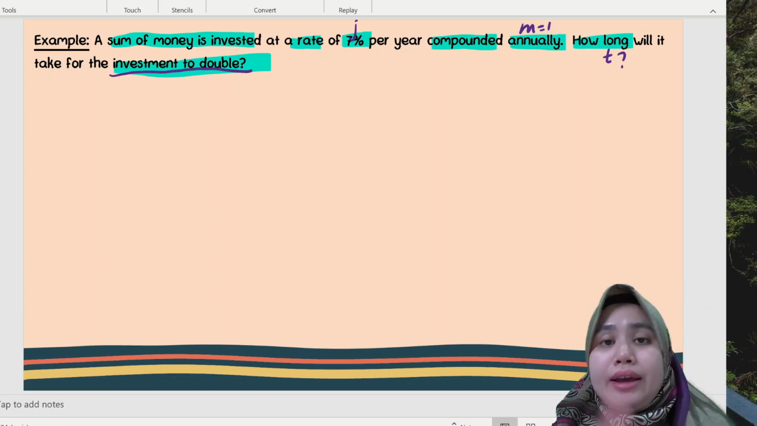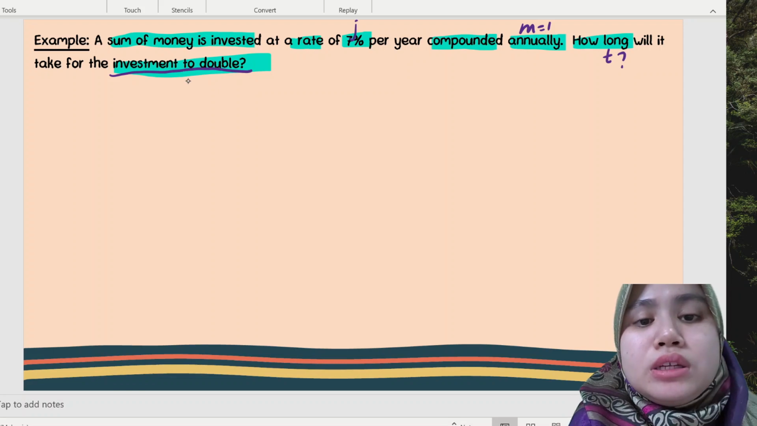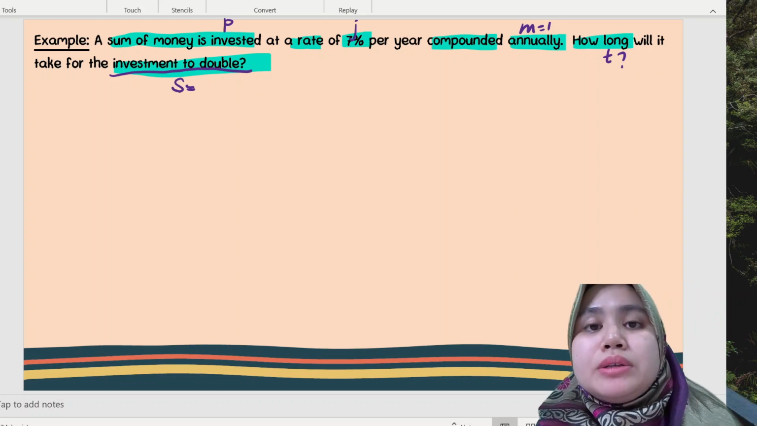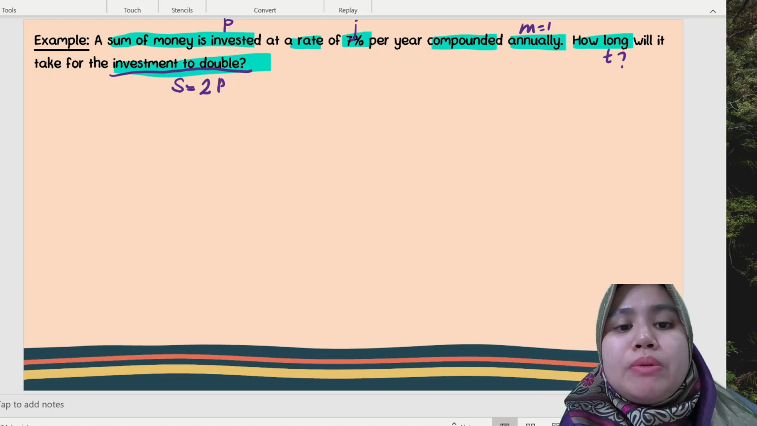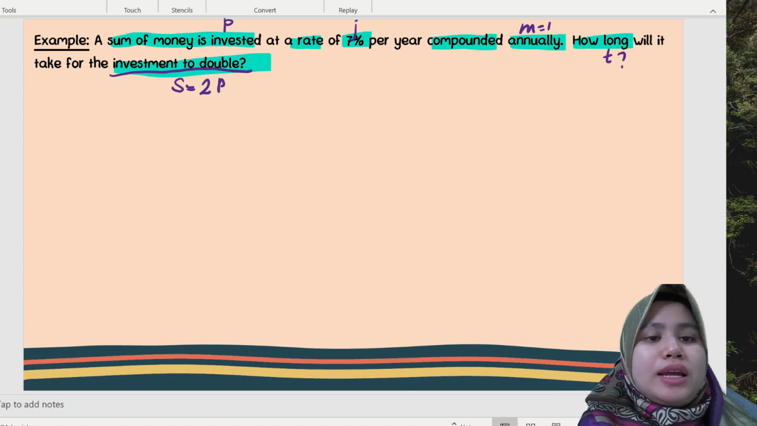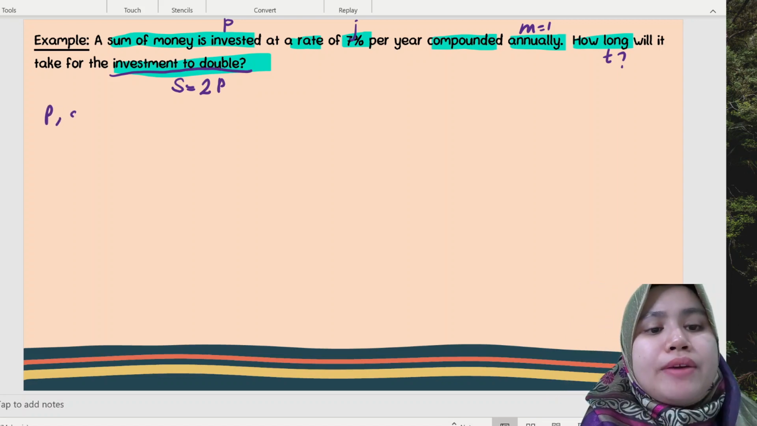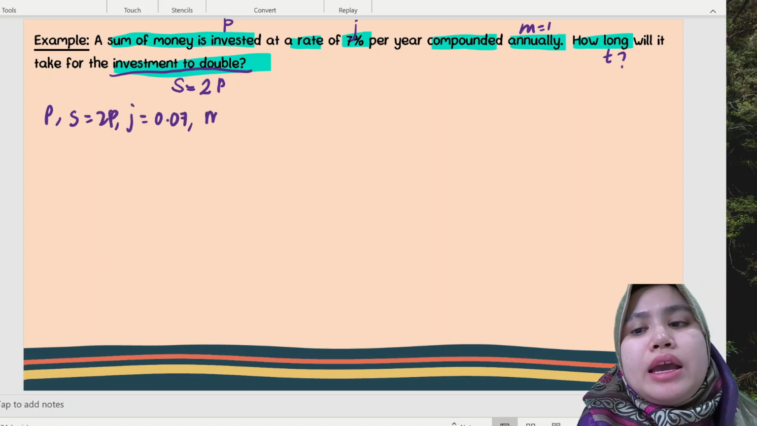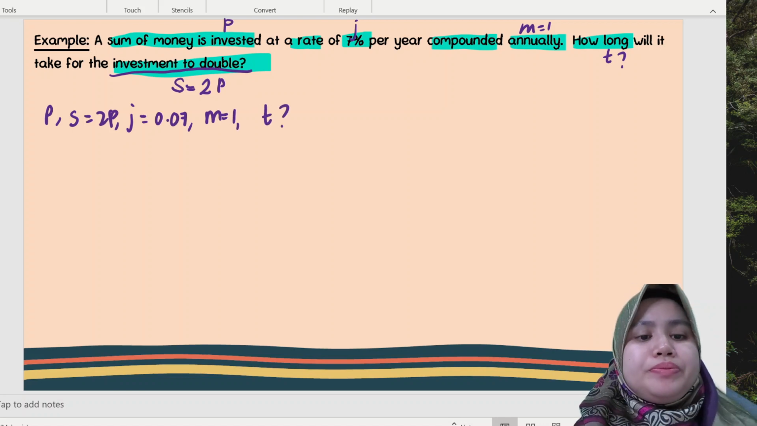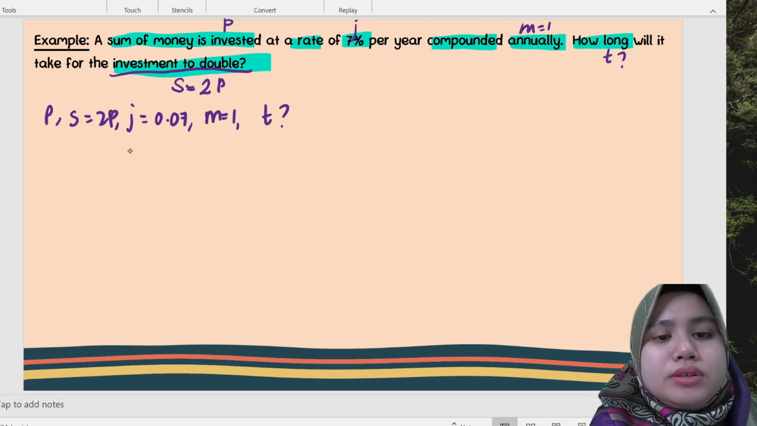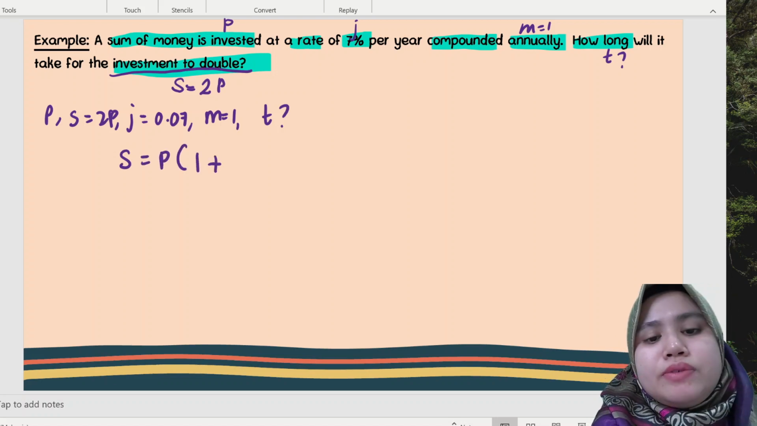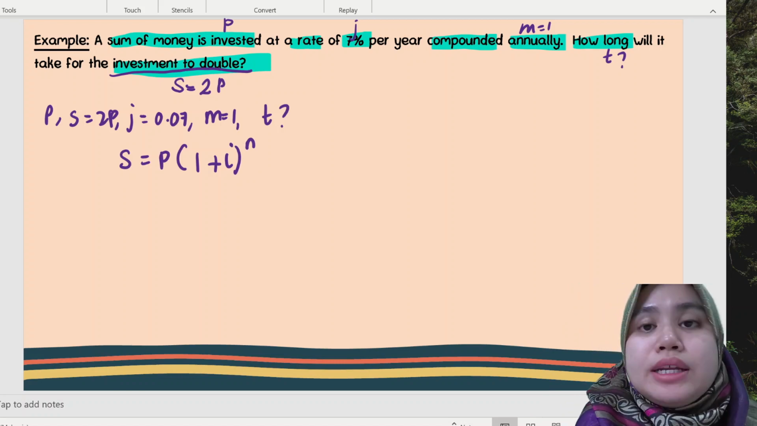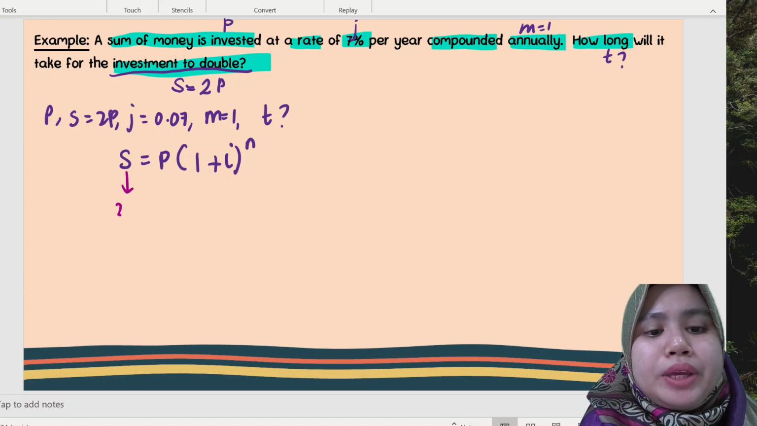Investment to double, we have information here, this is your P, your S. Investment to double means your S is equal to 2 multiplied with P. Okay, so let's take out the information that we have. We have P, we have S equal to 2P, we have J equal to 0.07, M equal to 1, so you want to find T. Alright, for compound we only have this formula, one and only, guys, so it's not difficult. So let's use your S as 2P.